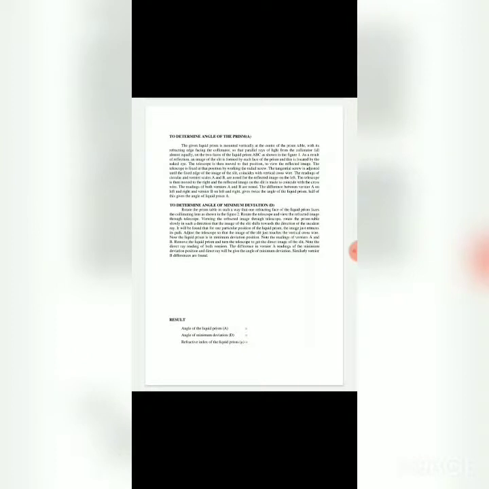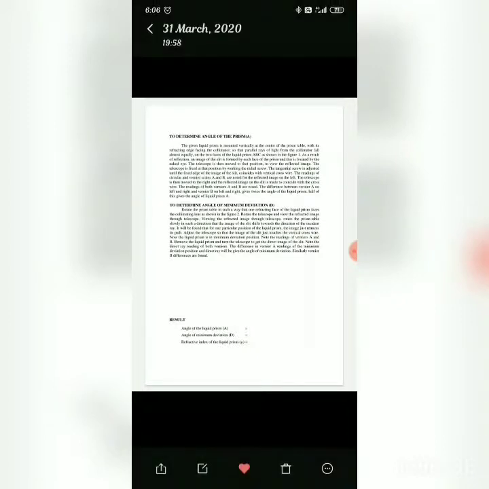Remove the liquid prism and turn the telescope to the direct image of the slit. Note the direct ray reading of both verniers. The difference between the vernier A reading of the minimum deviation position and the direct ray gives the angle of minimum deviation. Similarly, vernier B differences are found.